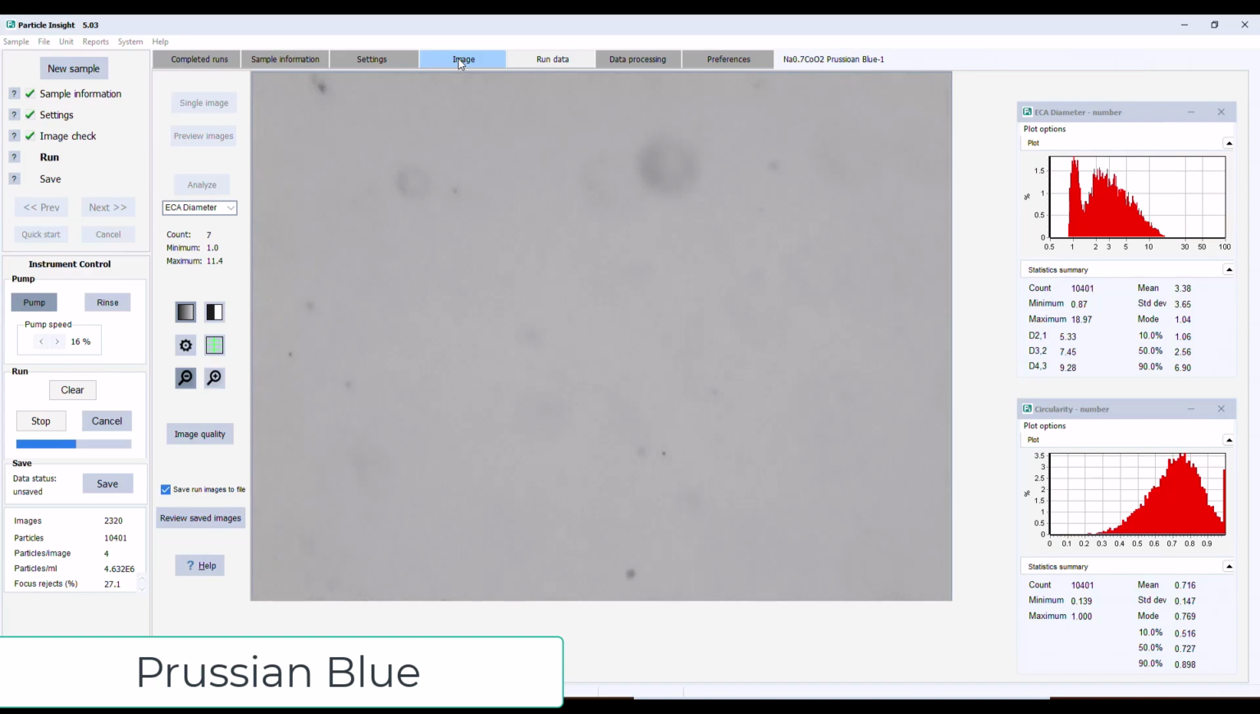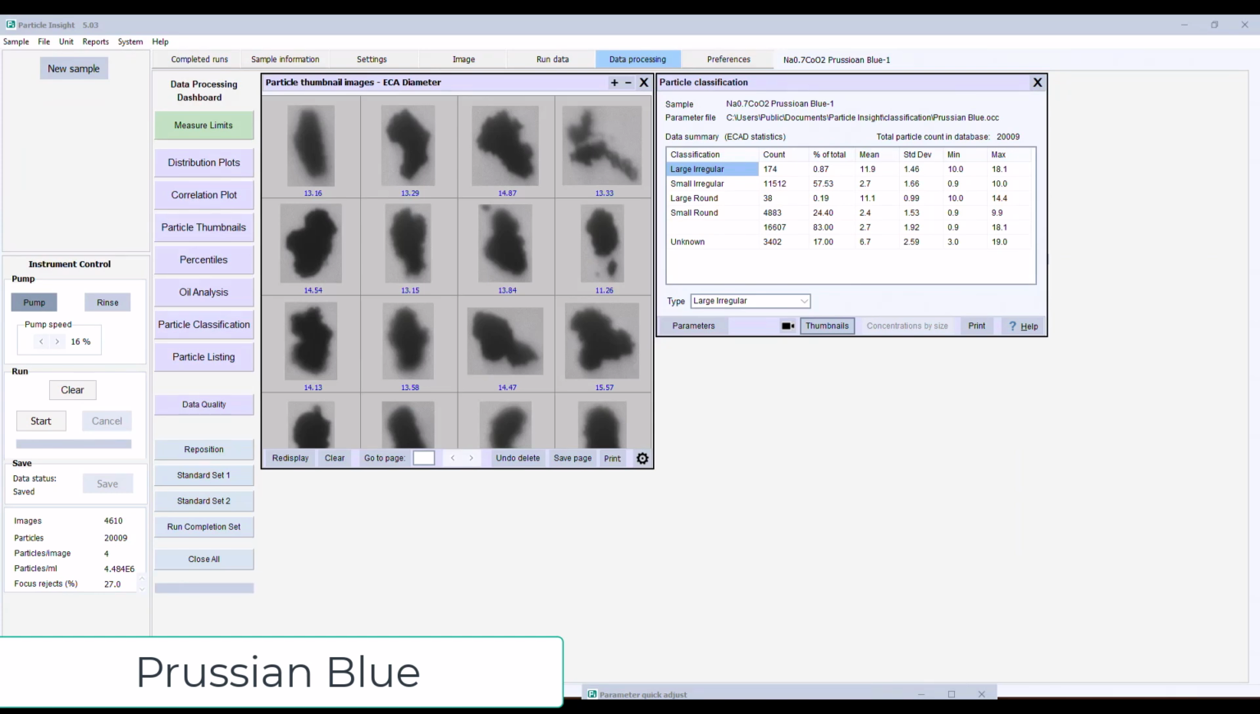I'm here with Vision Analytical, and we're running some sodium ion battery materials using the Particle Insight. The first sample we're running is one that's apparently very common, called Prussian blue.